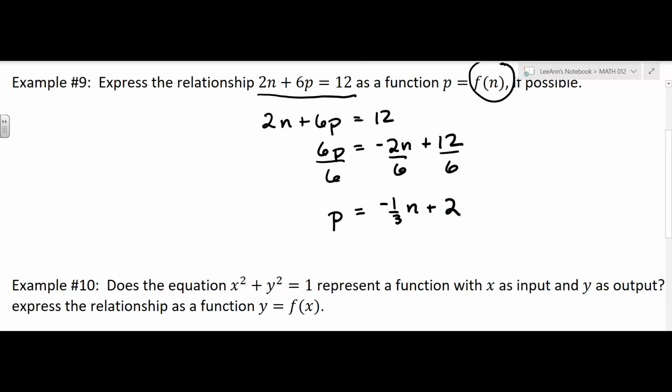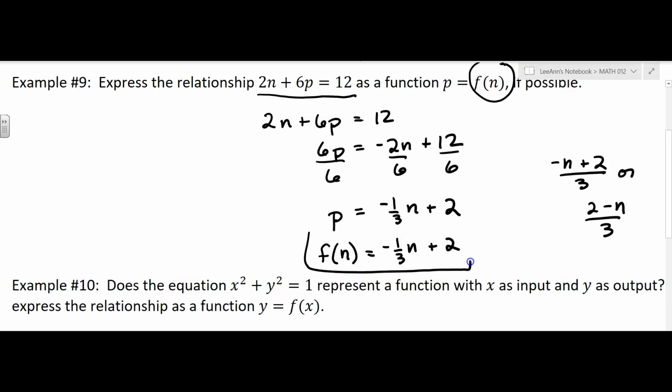You could have left it with a common denominator, like negative n plus 2 over 3, or you could have written 2 minus n over 3. All of those would be the same thing, okay? So now we put the function notation in, though. That's important. So we're going to say f of n is equal to negative 1/3 n plus 2. And I don't really care which way you write it. This is in slope-intercept form. It's a linear equation. But these are fine too as well.